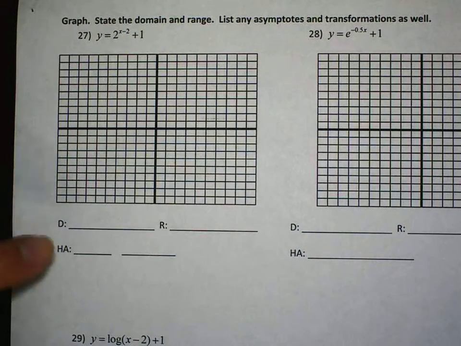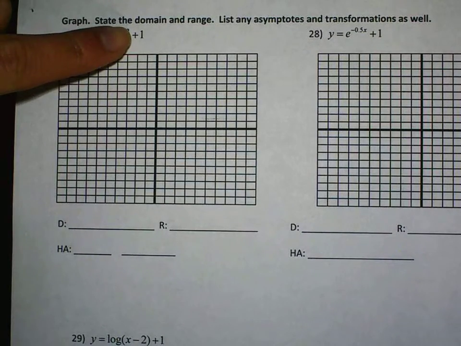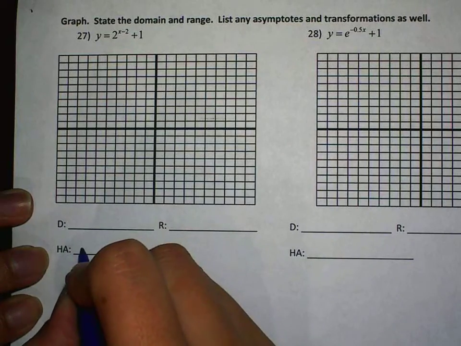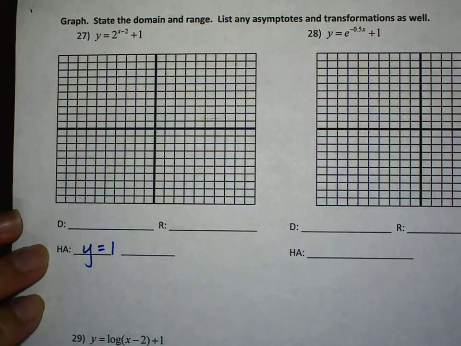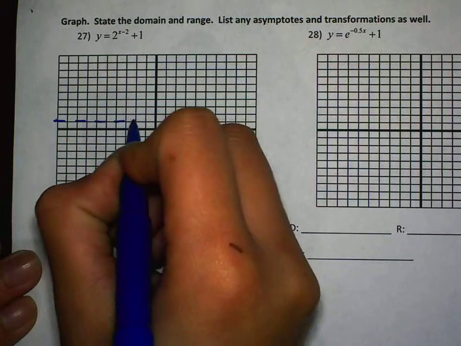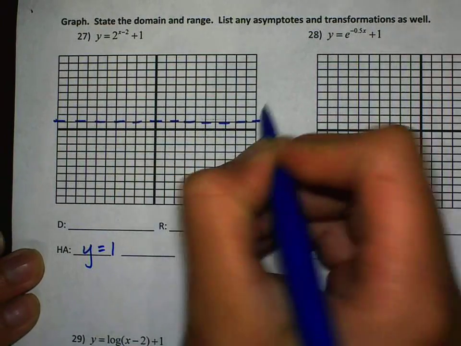So we're going to have a horizontal asymptote. One way to remember this is a horizontal asymptote is usually at 0. But if we look at the transformations, we're moving everything up 1. So if I go from 0 to 1, my horizontal asymptote now is going to be y is equal to positive 1. Okay? So I'll go ahead and draw that in. All right.